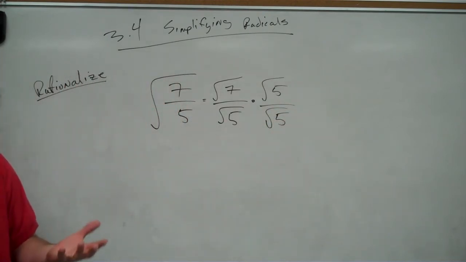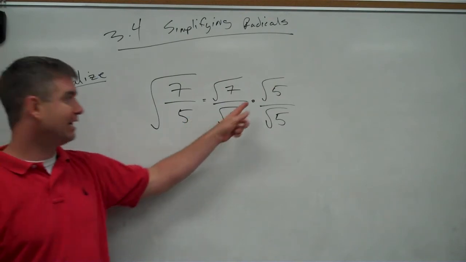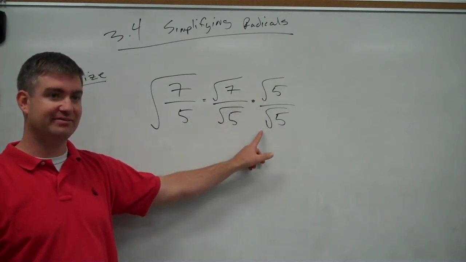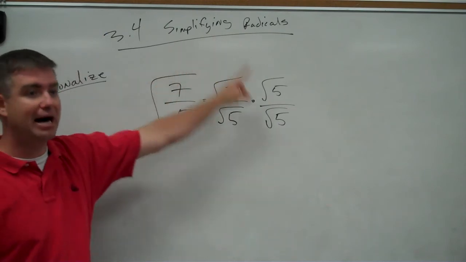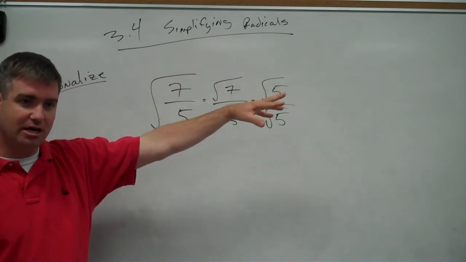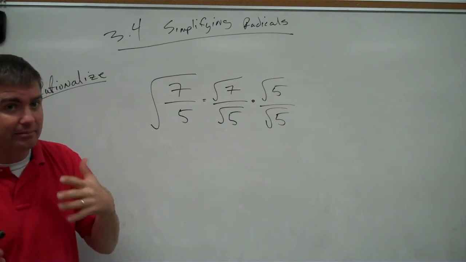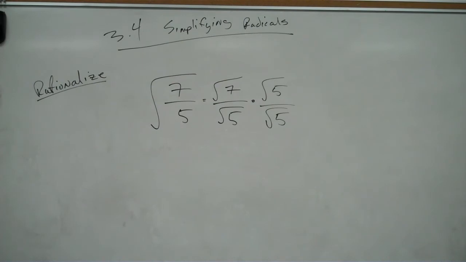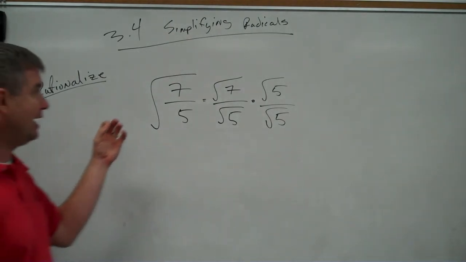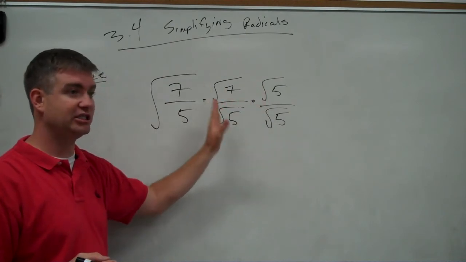And let's talk about why that's okay. Technically, what is root 5 over root 5? Technically, 1. And when I multiply something by 1, does it change? No, it may be rewritten, but it technically is the same amount. 42 times 1 is still 42. Multiplying it by 1 doesn't change it.